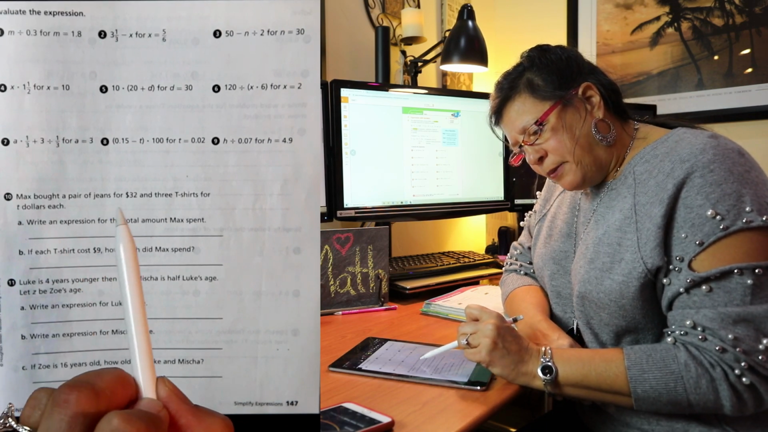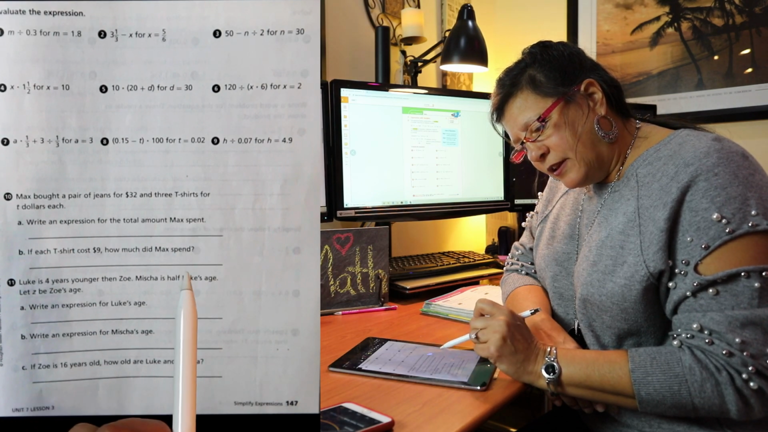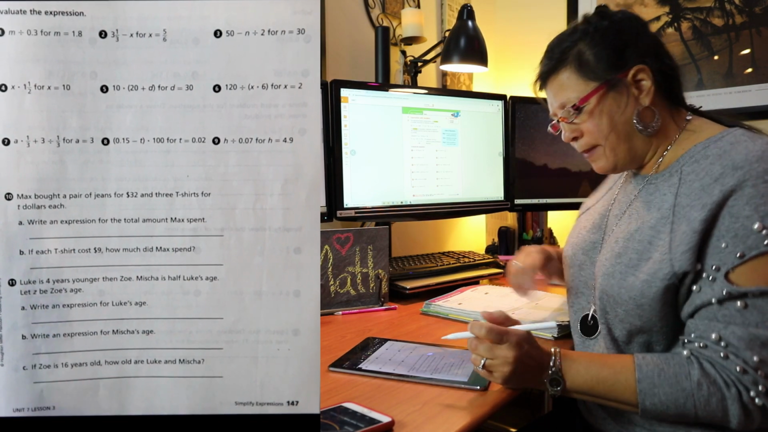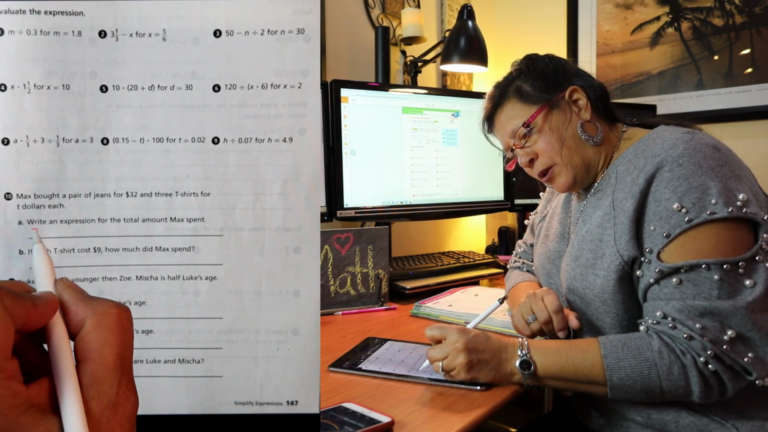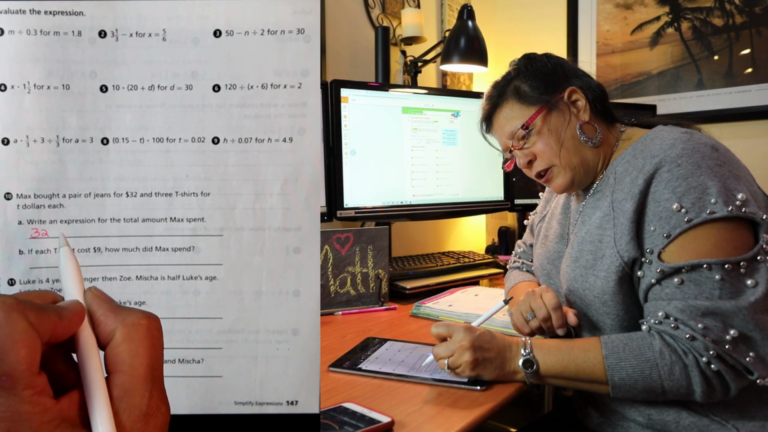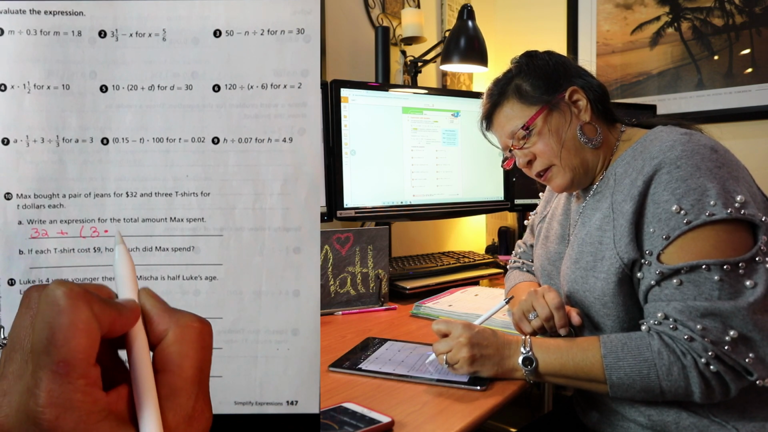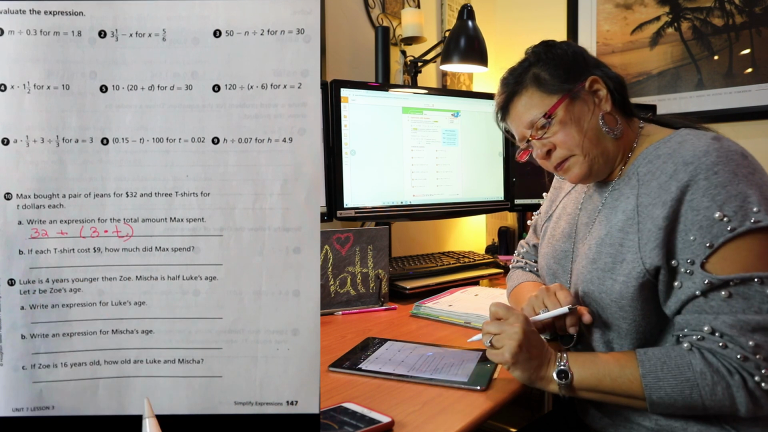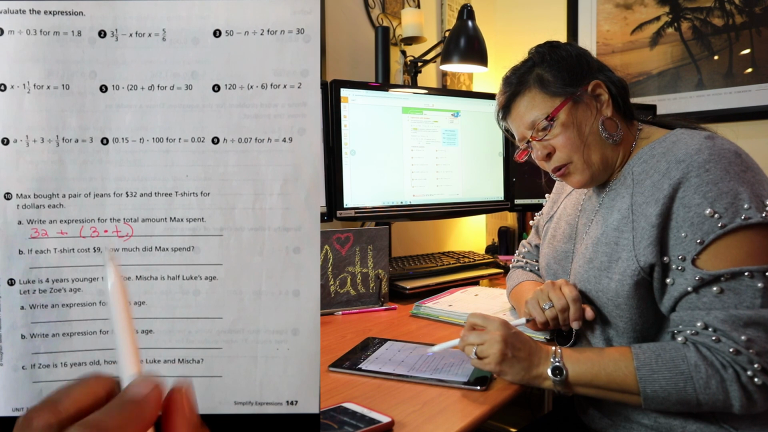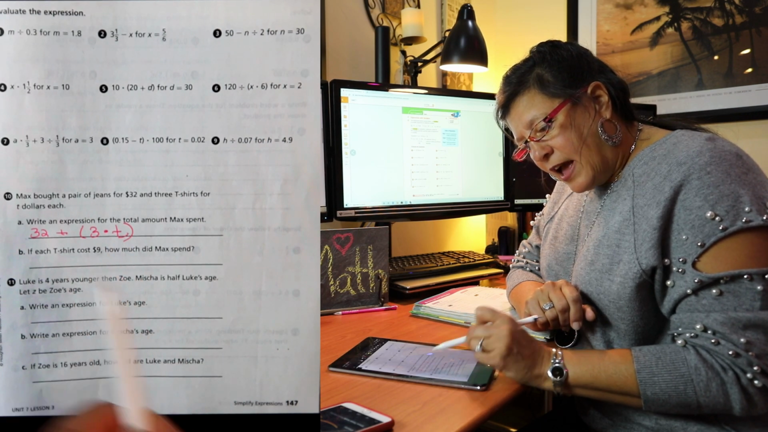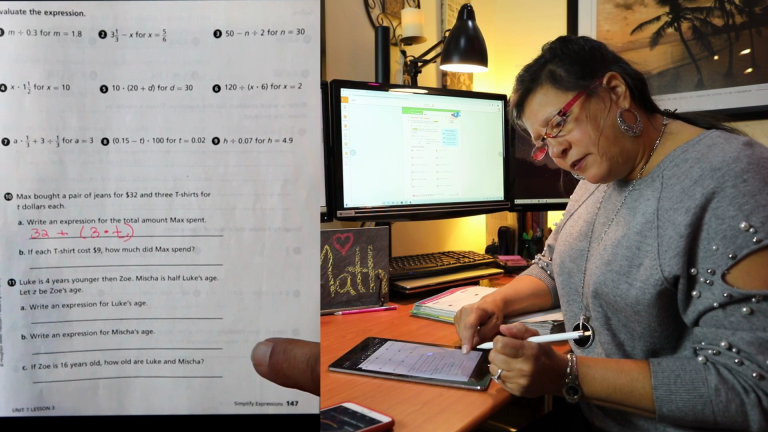Number 10, Max bought a pair of jeans for $32 and 3 t-shirts for $T each. Write an expression for the total amount Max spent. Okay, so we know the $32 for the jeans, plus he bought 3 t-shirts times T. Okay, if the t-shirt is $9, how much did Max spend? Go ahead and replace the T with the 9 and follow order of operation to get your final cost.